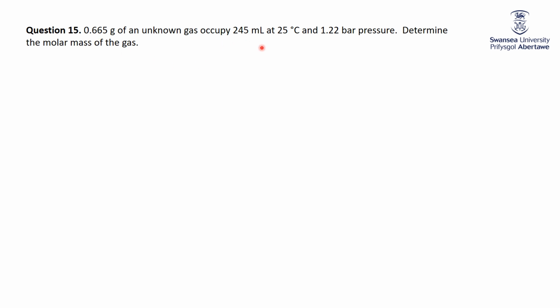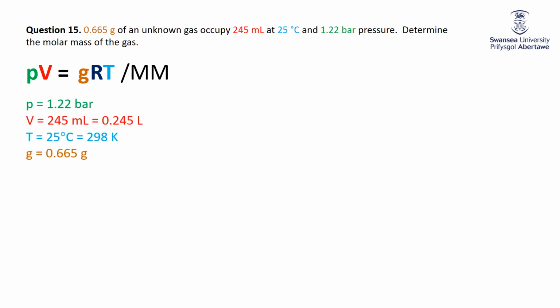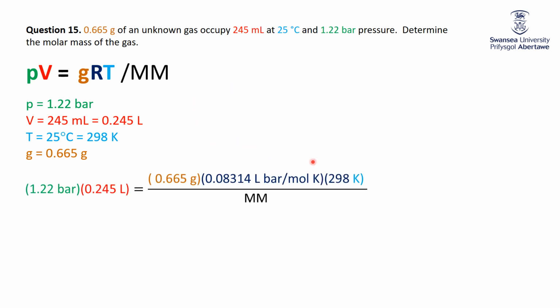Grams, volume, temperature, pressure, get the molar mass, same equation. Converting the milliliters to liters, converting, of course, Celsius to Kelvin. Pop it in, right value of R, 0.08314 liters bar over mole Kelvin. Again, you could have converted the bar to atmospheres. You could have converted the bar to pascals. You could have converted the volume to cubic meters. All kinds of things you could have done depending on which values of R you know.